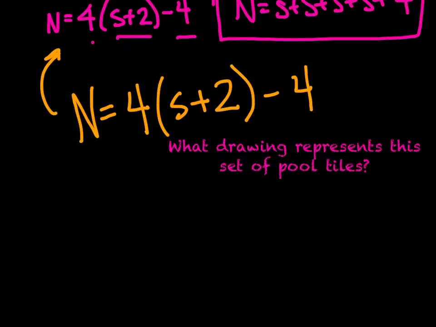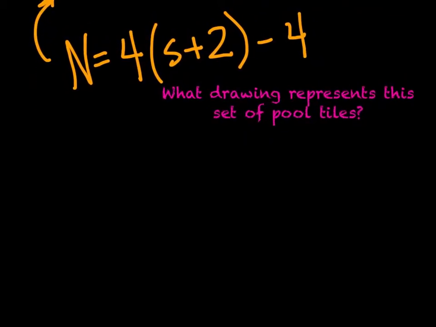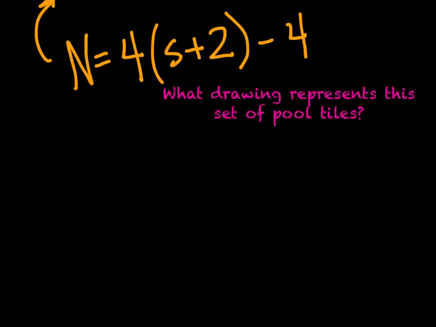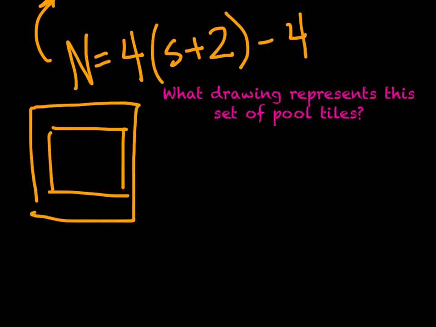Looking at these equations, we're going to also take this equation that we have right here. We have n is equal to 4 times s plus 2 minus 4. And what our job is going to be is, what is a drawing that represents this set of pool tiles? So we're looking at the same type of pool. We're still looking at that pool where we have the pool and then the pool tiles around and then the corner pool tiles. But what scenario is representing this situation where we have 4 times s plus 2 minus 4?